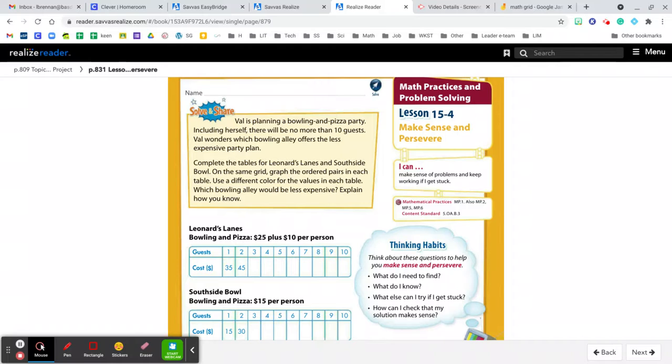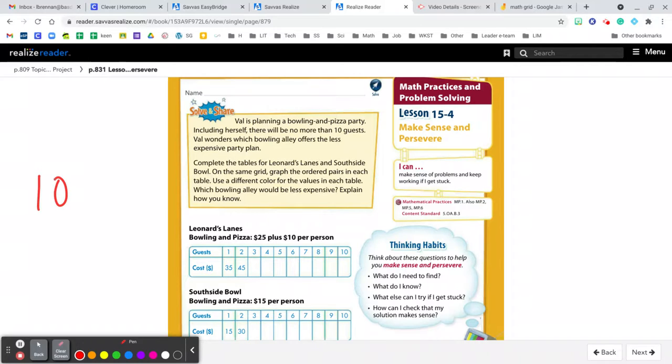Complete the tables for Leonard's Lanes and Southside Bowl on the same grid. Graph the ordered pairs in each table. Use a different color for each of the values in each table. Which bowling alley would be less expensive? Explain how you know.